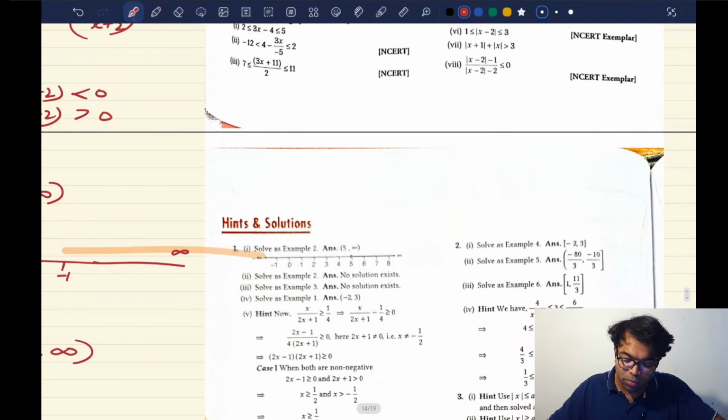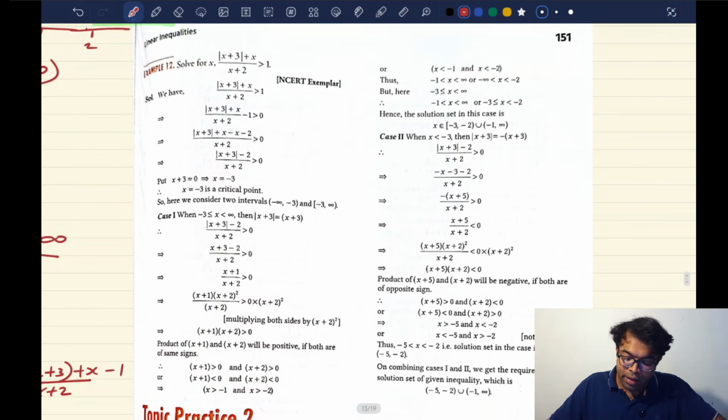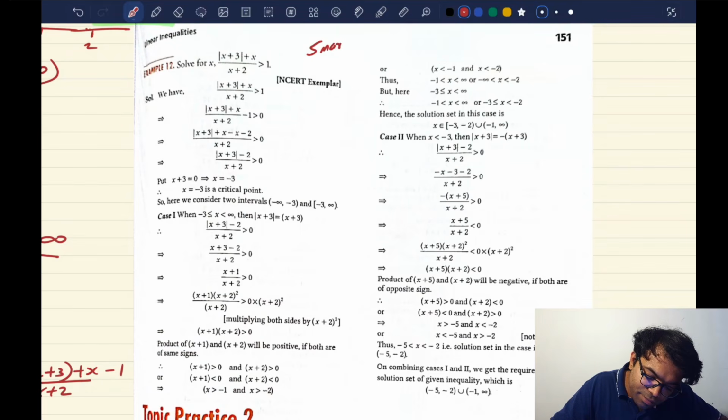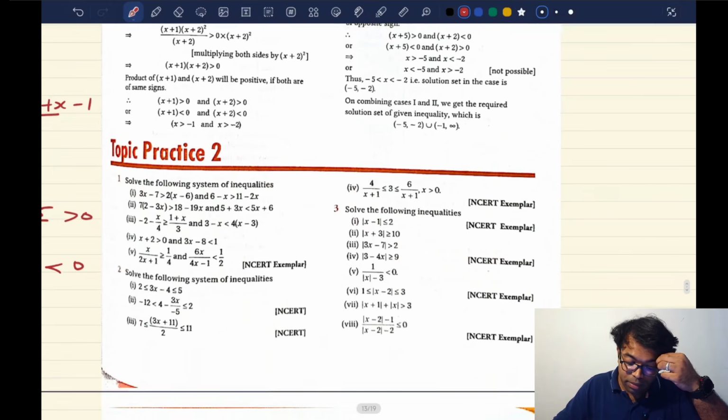Okay, let's do some more questions in this. Basically, if you know how to do this, this is an easy 5 marker. Okay, it's a 5 marker. Drupad, I want you to try and do question number 3, part 8.